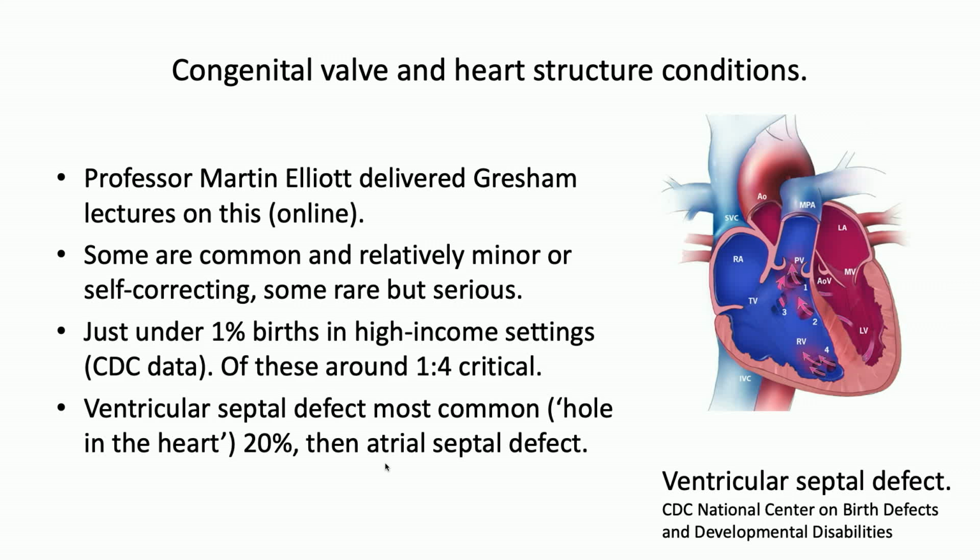So just under 1% of births in high-income countries have some degree of congenital heart abnormality, and around 1 in 4 of these, so a quarter of them, are potentially critical. The most common ones are what are colloquially termed holes in the heart, so ventricular septal defects, when there's a hole between the two sides of the ventricle, or atrial septal defect, when there are holes between the two sides of the atrium.